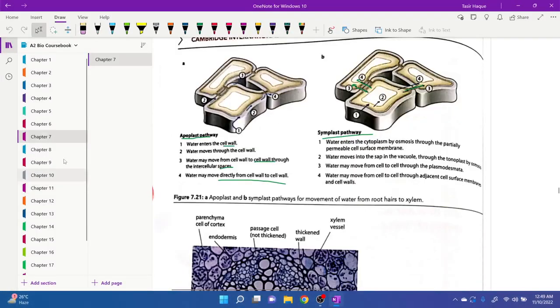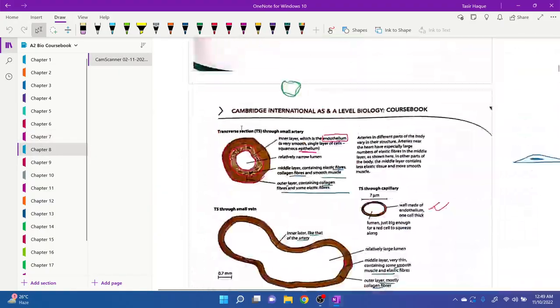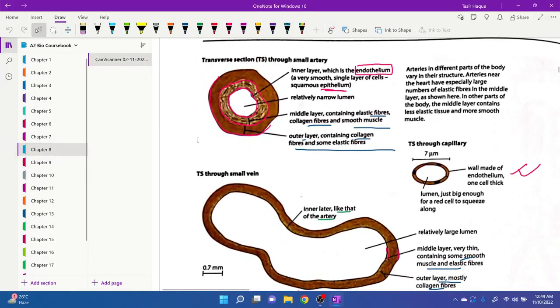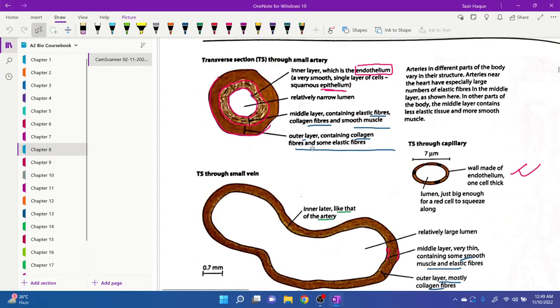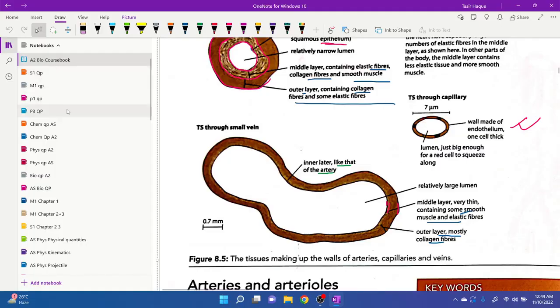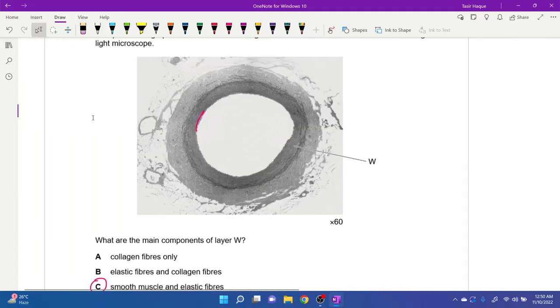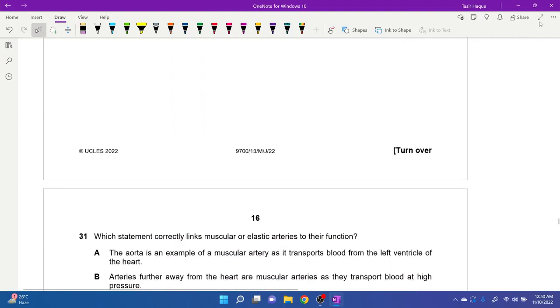To study this, you can go through chapter 8. This section over here. In tunica media of veins, you only have smooth muscle and elastic fiber, no collagen. Collagen is only in the outer layer. But if it was an artery, if the lumen was much narrower, the middle layer would have all three, and the outer layer mainly collagen and some elastic fibers. Okay? Great. This is a vein. So W contains smooth muscle and elastic fibers.